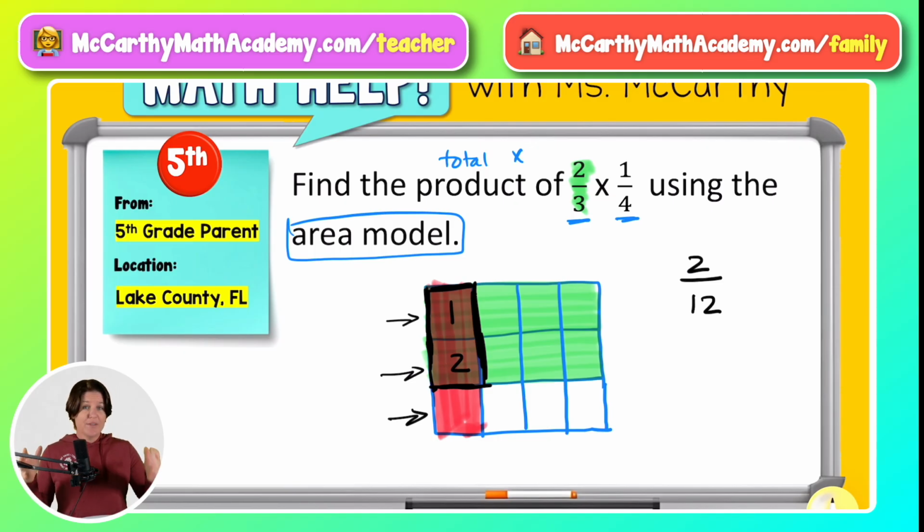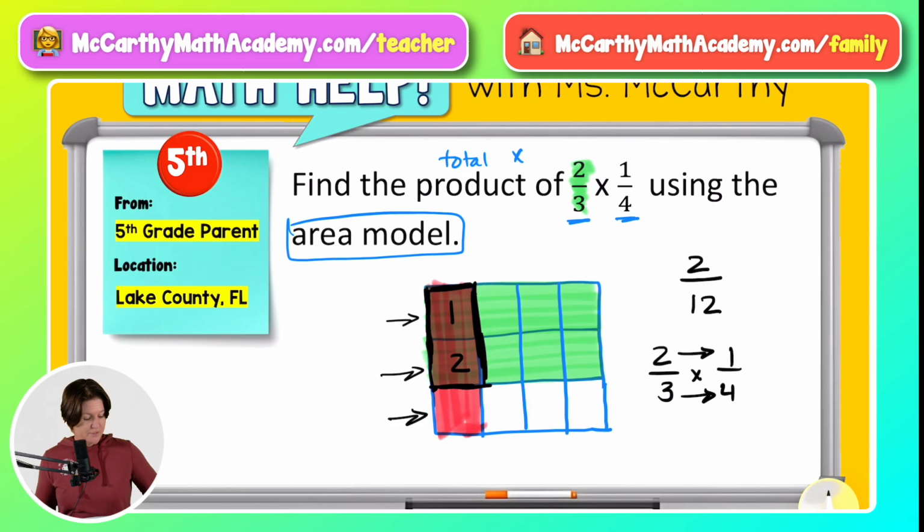That's our answer. Now you might remember using the standard algorithm, which is like this. And I say that when we multiply fractions, we just fly across and multiply. So 2 times 1 is 2 in the numerator, and 3 times 4 is 12 in the denominator. So there we go with 2 different ways.